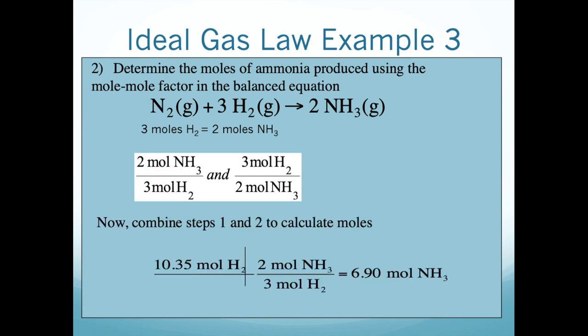We want moles of hydrogen to cancel out, so that's why we divide by 3. And we want to be left with moles of ammonia, so we multiply by 2. So we get about 6.9 moles of ammonia. And that's how we do that problem.